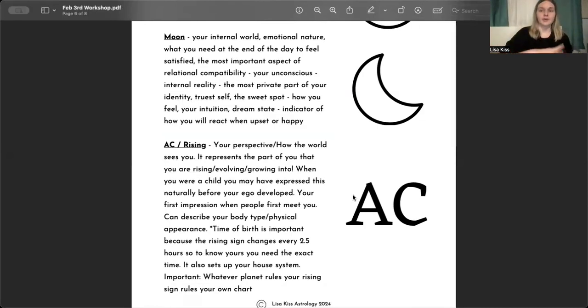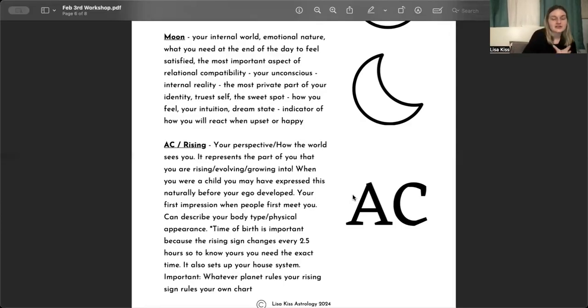The time does help with everything in astrology, but for the rising sign, 100%, we need the birth time to pick this out. I like to say rising sign. It is officially called the ascendant, or it might look like AC on your chart. But I like to say rising. Rising sign is the sign you're rising into. It is the perspective of how you see the world and maybe how the world sees you.